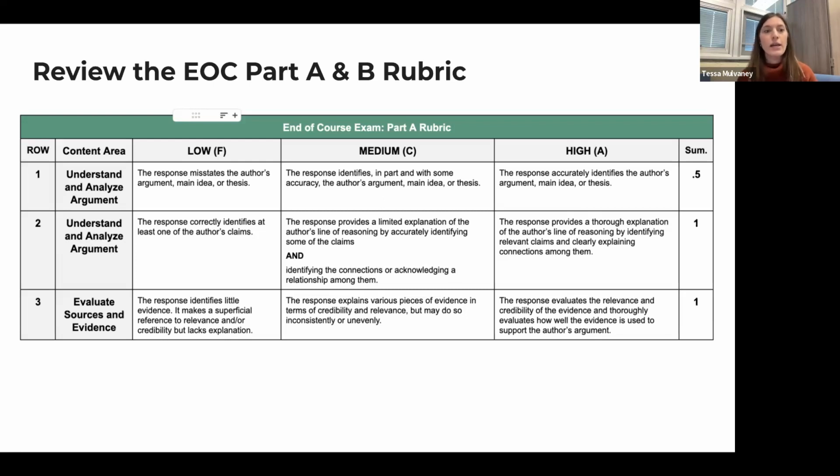Okay. Then on your answer document, you would flip to your next page and you would write your response for part A, question 2. And this row, what they're looking for is your ability to analyze the argument. So if we look over in the high scoring category here, the response provides a thorough explanation of the author's line of reasoning by identifying relevant claims and explaining connections among them. This is where we think about our signal word sort. Not only identify what those claims are, usually there are 3. Most AP seminars exams that we have seen, there have been 3 claims. So not only what are they, but how do they connect?